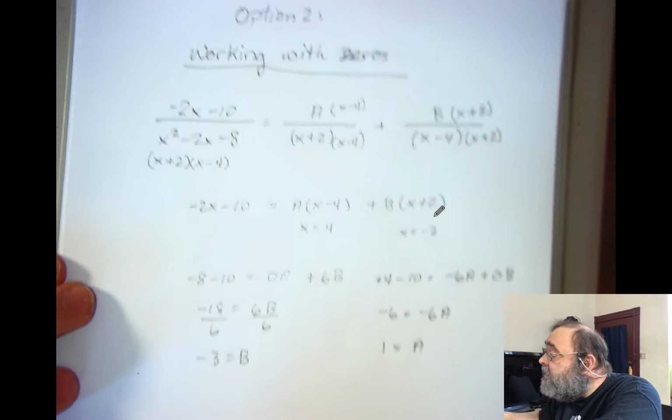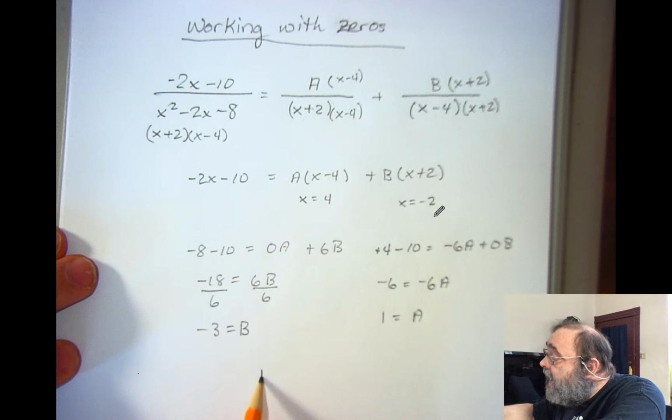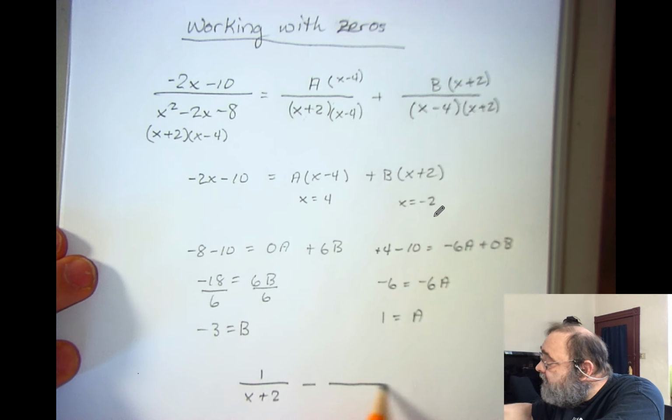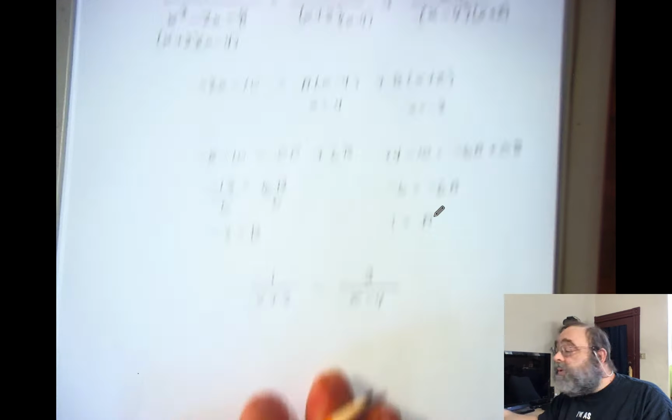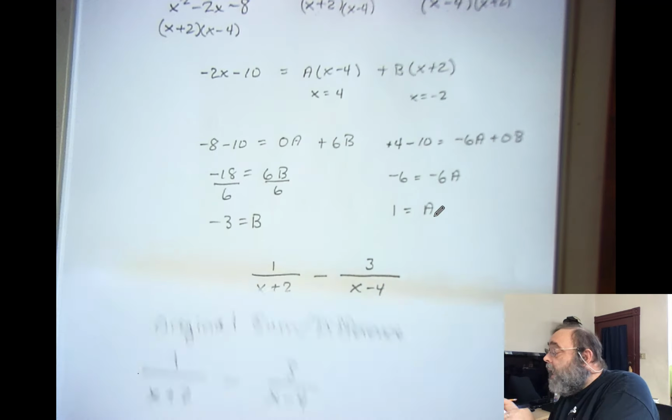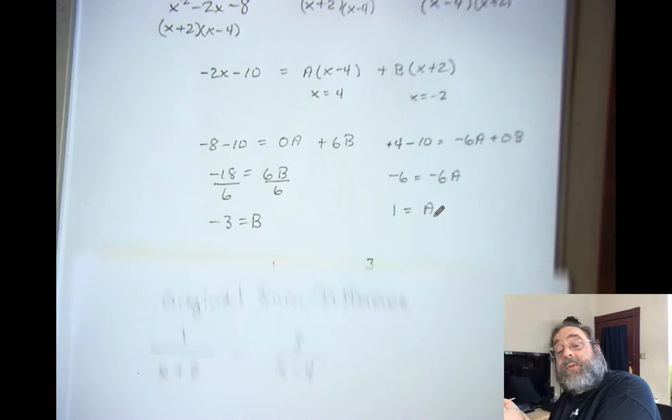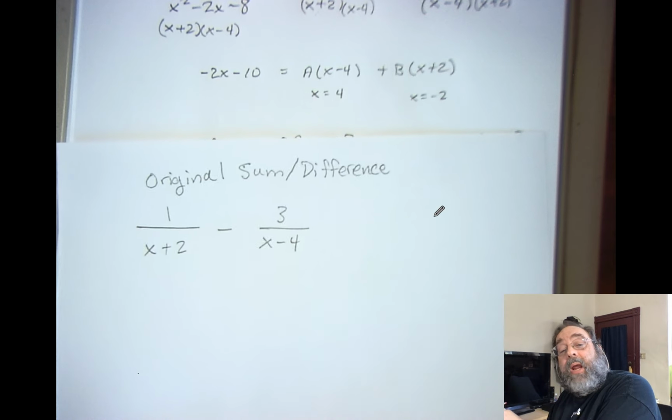Putting them back into my original fraction, I have 1 over x plus 2, and then I'm going to put the negative in between with the 3 over x minus 4. And if you recall, this was our original sum difference that we had at the beginning.